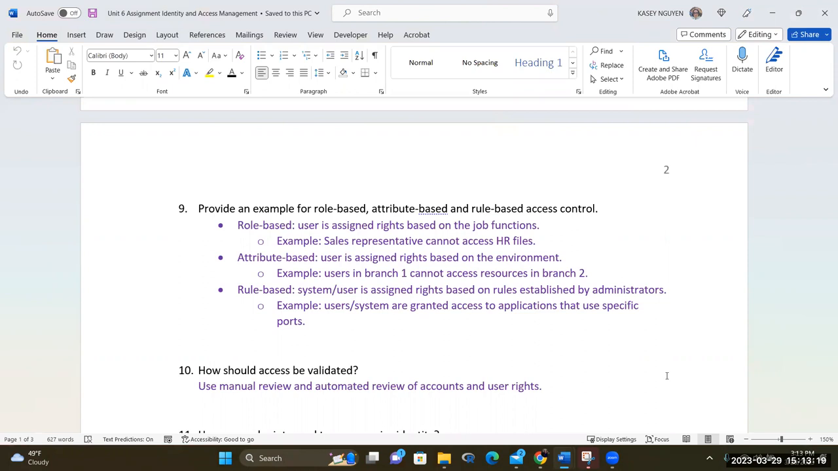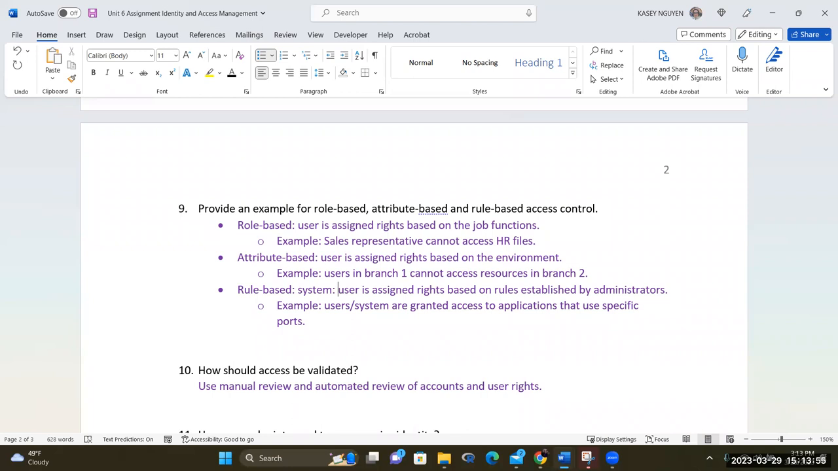And then for the rule base, is where the user is assigned rights based on rules. So for example, the users of the systems are granted access to applications that use specific ports. If I'm allowing the user to run a browser application, which is a way that they can access the web, if they're allowed to do that, they would use port 80. So rule-based is what you normally see with firewall, with intrusion detection system, and so on.